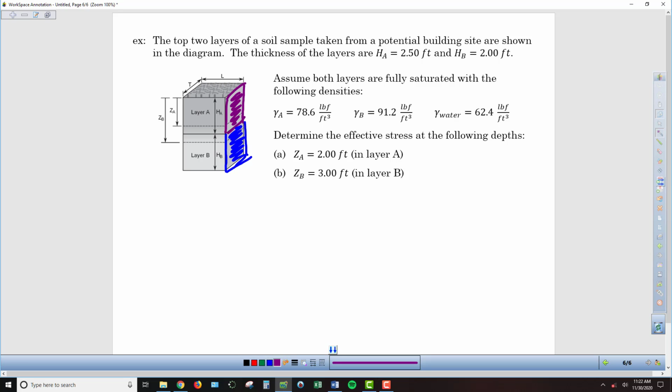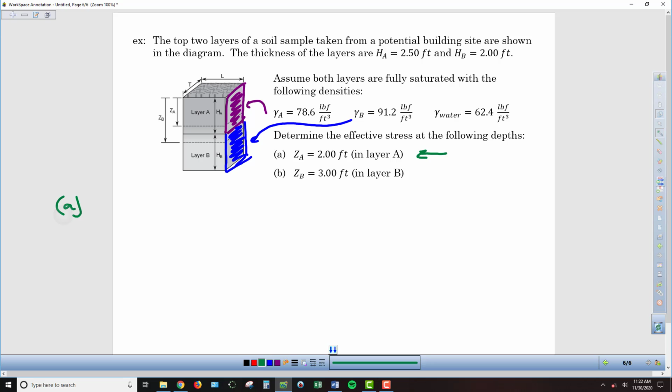Layer A has a density of 78.6 pound-force per cubic foot. Again, that's a saturated density. And then layer B has this density of 91.2 pound-force per cubic foot. And so what we want to do is figure out what is the effective stress at two different depths. In part A, we're just going 2 feet down into the surface. That means we're entirely within layer A. And then in the second example, we want to go 3 feet deep, which now means we're going to be all the way through layer A and partially into layer B. So we want to see how we can calculate the effective stress in each one of these.